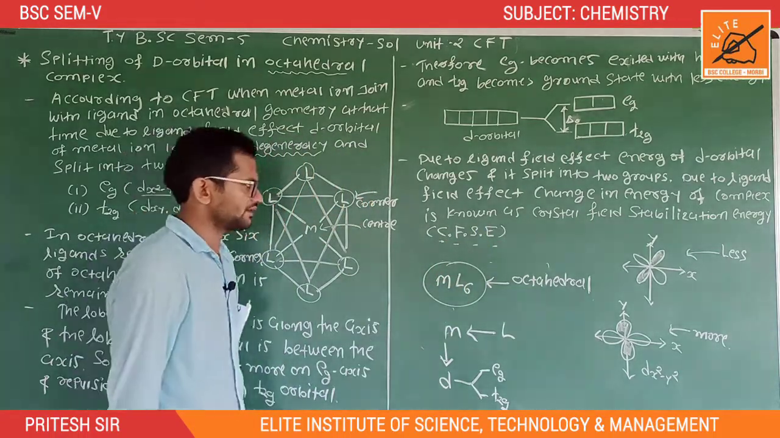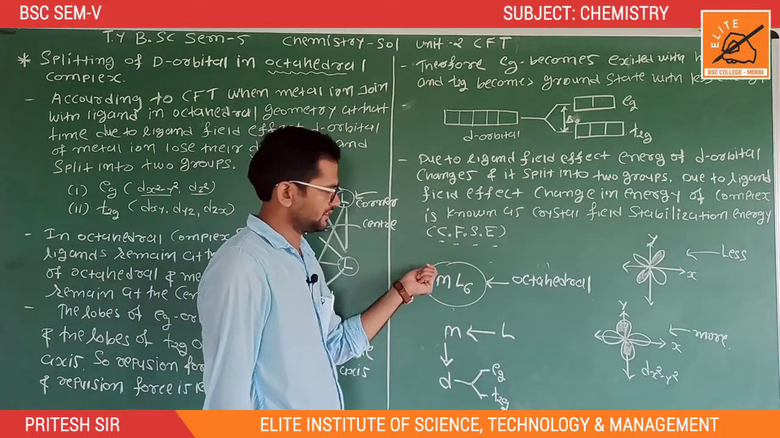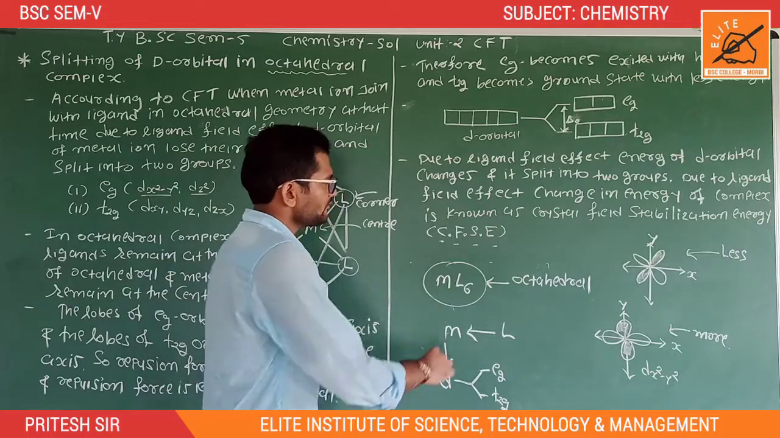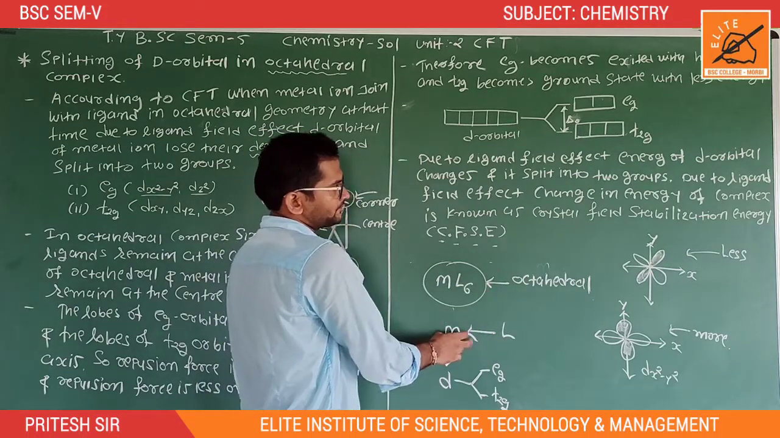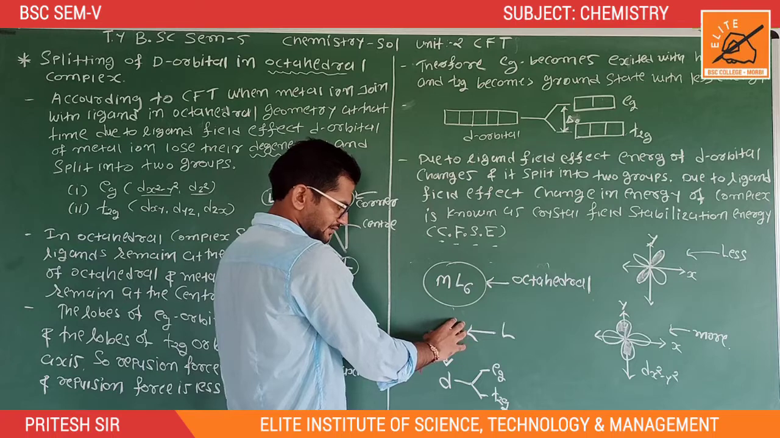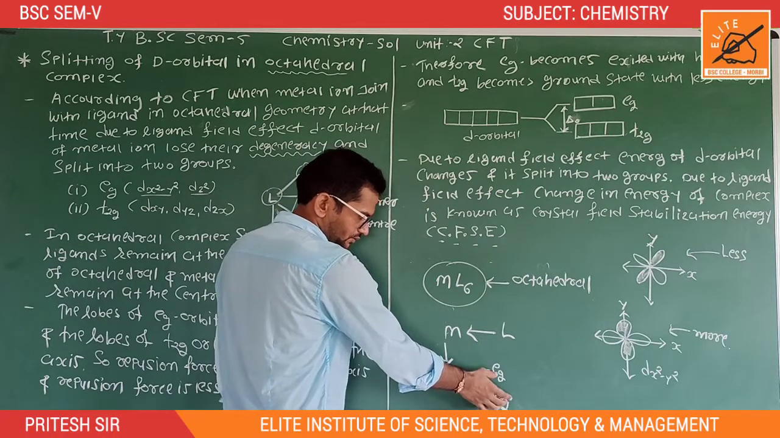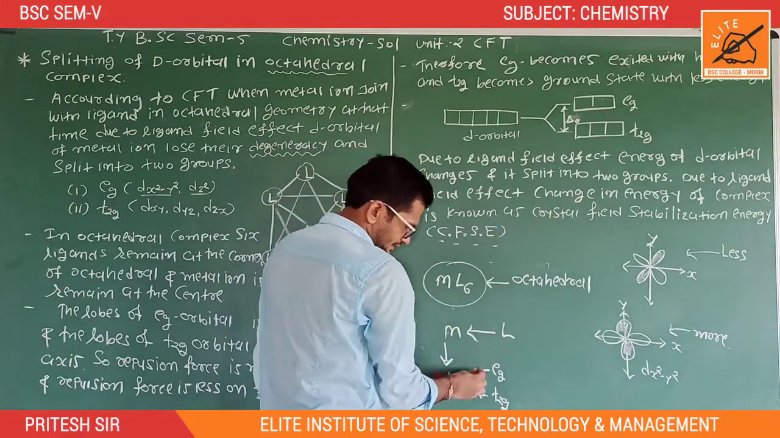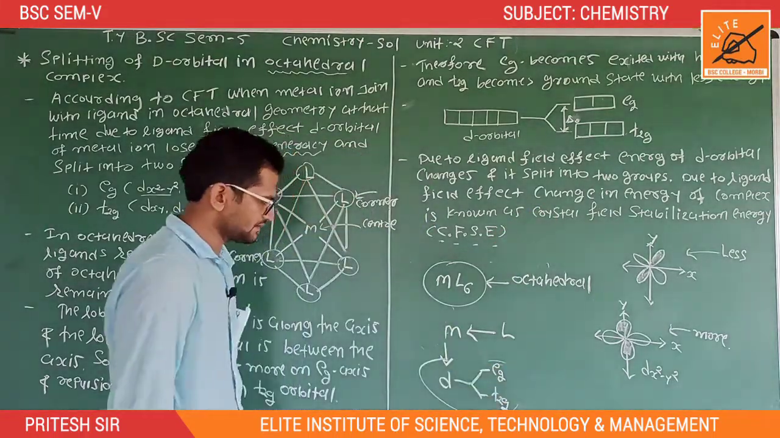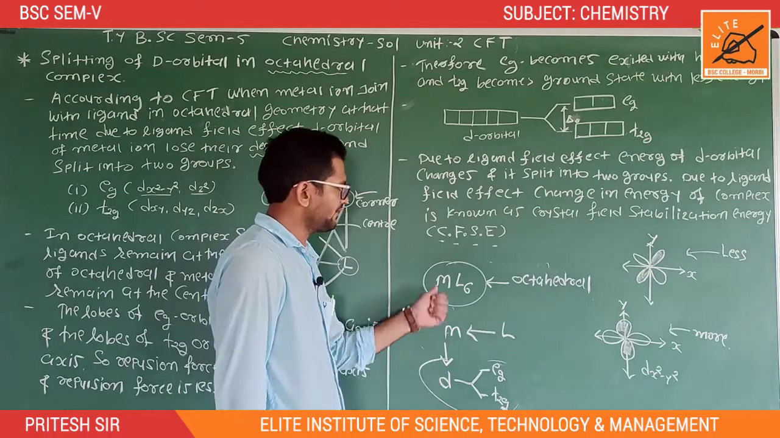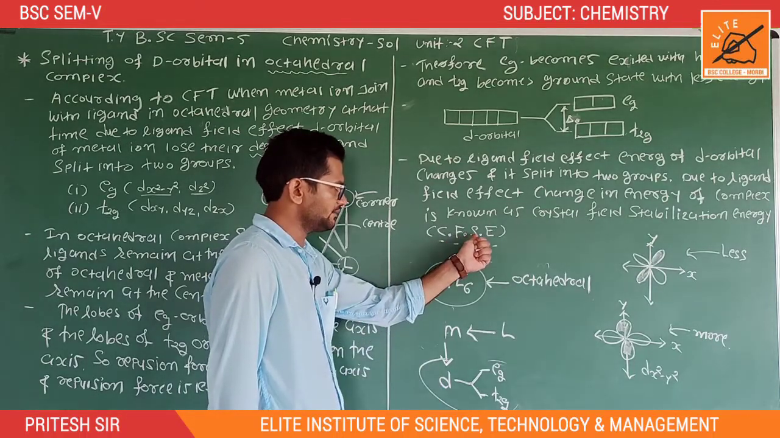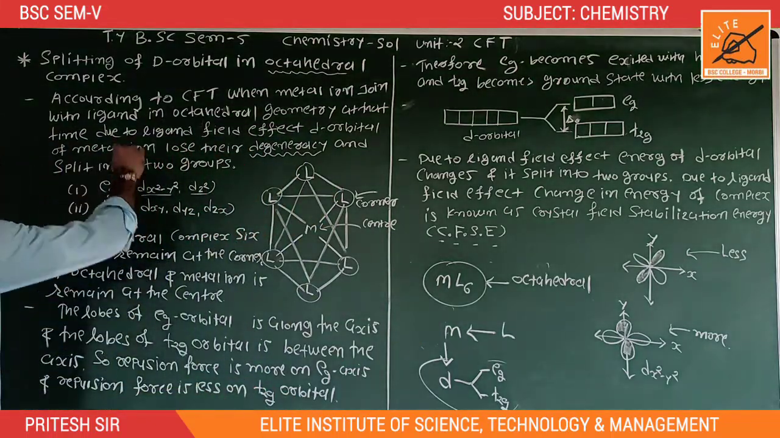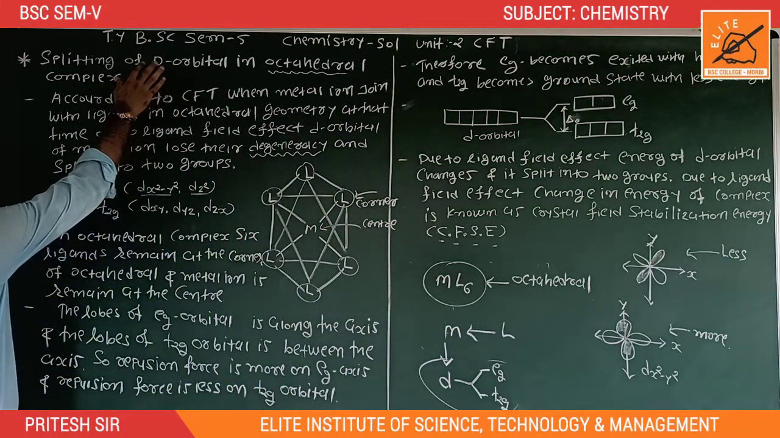This is the most important topic in our chapter. We can calculate CFSE with different examples. Due to the ligand field effect, the energy of the d orbitals increases and they split into two groups, t2g and eg, and this change in energy is known as CFSE, crystal field stabilization energy. The main heading is splitting of d orbitals in octahedral complexes.